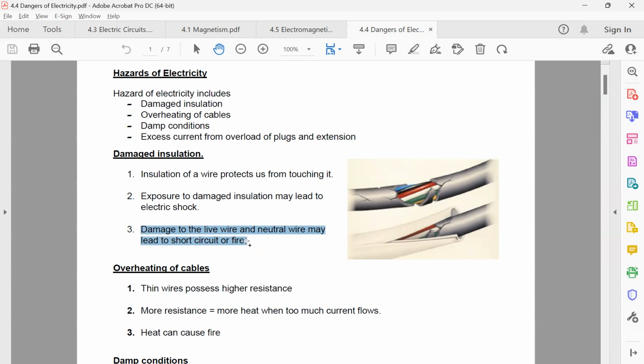Inside these wires there are three main wires: live wire, neutral wire, and earth wire. If the insulation is damaged, the live wire could touch the neutral wire, which could cause a short circuit.